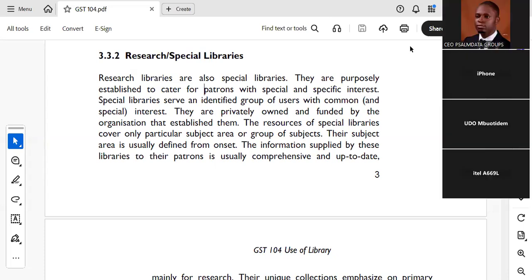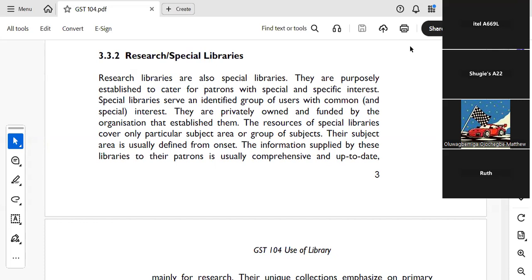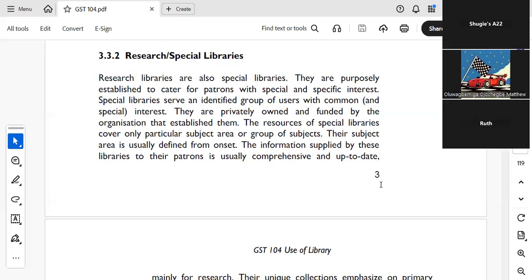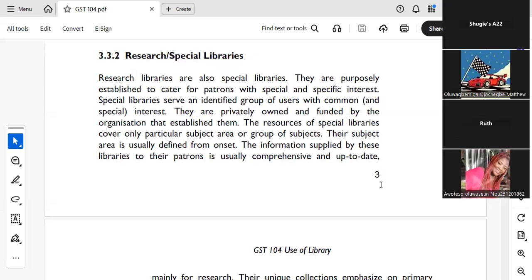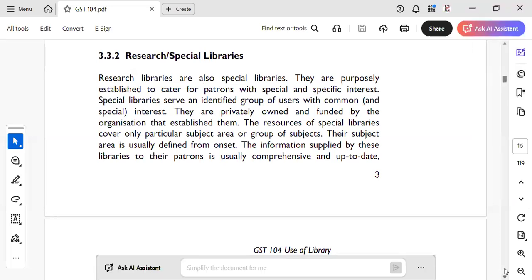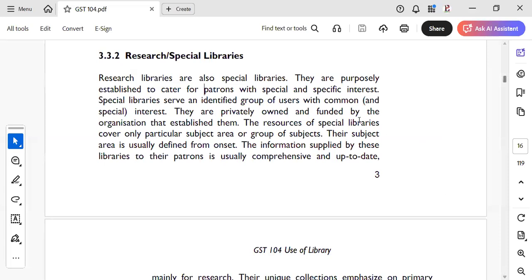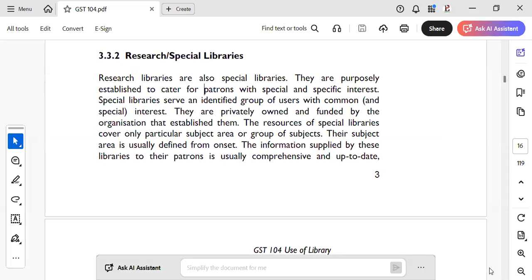Who will take that? iPhone, your place is very noisy, so I'm not giving you. Will Madam Ruth, are you available? If Ruth is available, I will ask you to take that. Or ITEL, if Ruth is not available, if ITEL is available, you can take it. If none of you is available, let's move on. Now, research libraries are also special libraries. I'm available. Okay, take it. Research library.